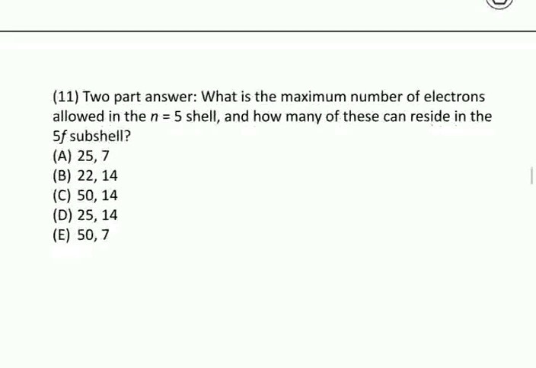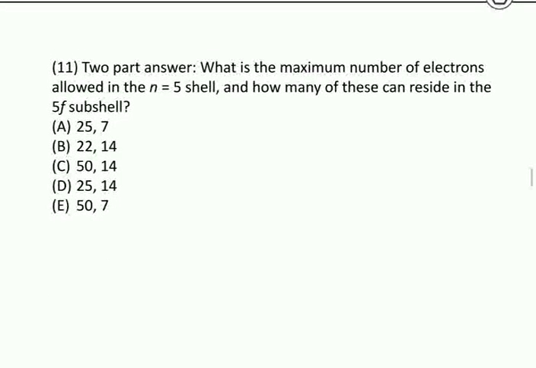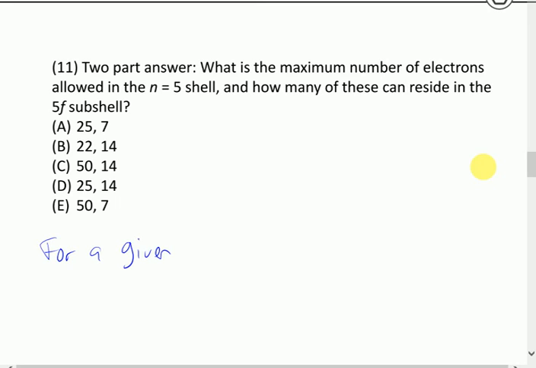So here we go, number 11. 2-part answer. What is the maximum number of electrons allowed in the n equals 5 shell, and how many of these can reside in the 5f subshell? So this gets back to a problem I just talked about a little bit ago. I already gave you these relationships. So for a given value of n, the number of electrons is equal to 2n squared. Remember, n squared is the number of orbitals. You double that to get the number of electrons. So for this problem, it's 2 times 5 squared equals 50. So that means in the n equals 5 shell, you can fit a maximum of 50 electrons.